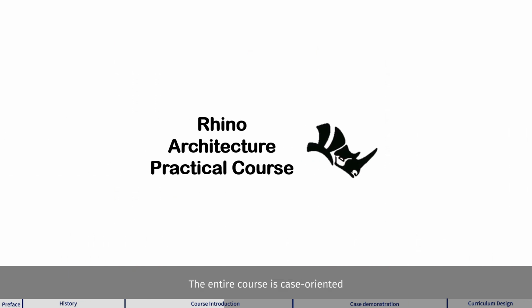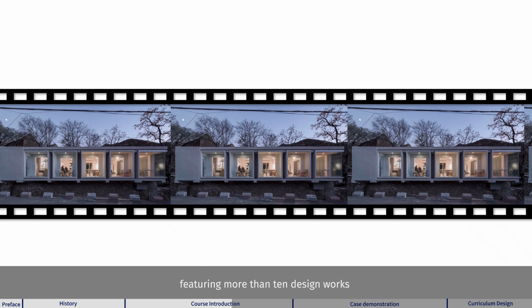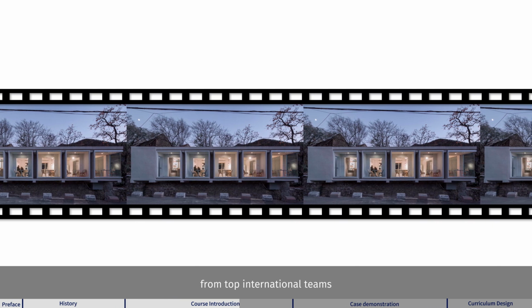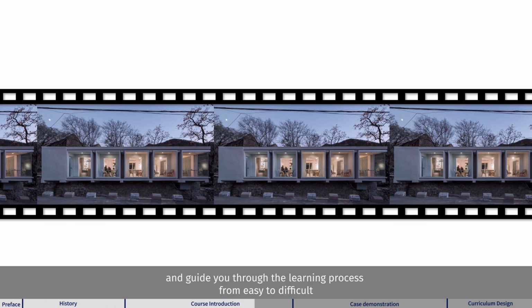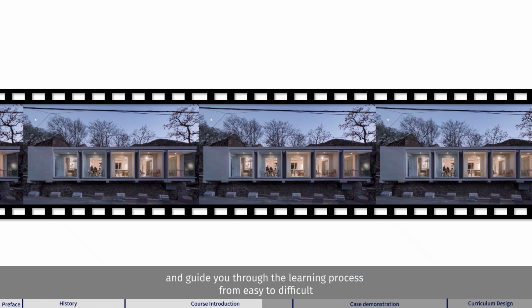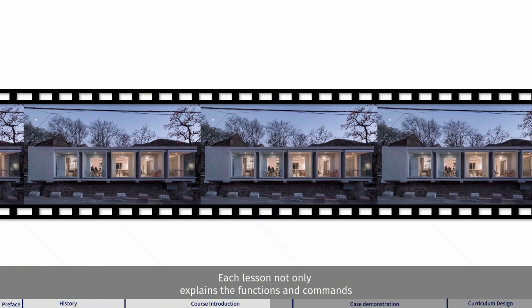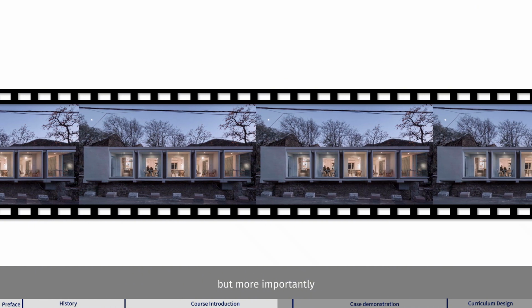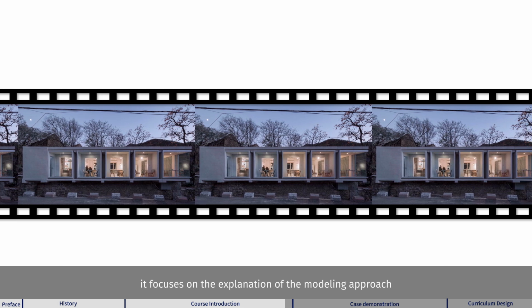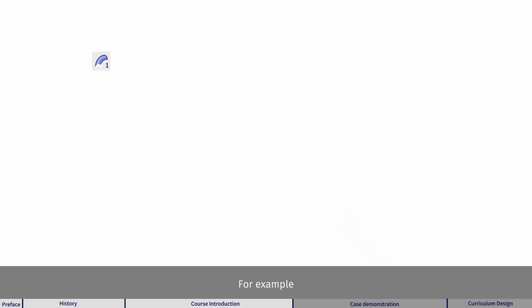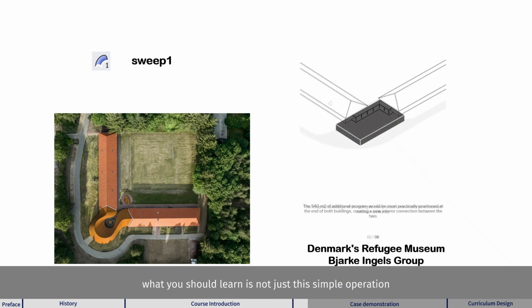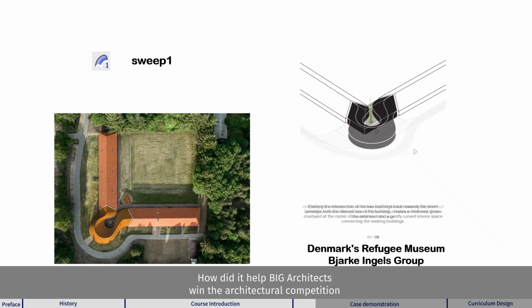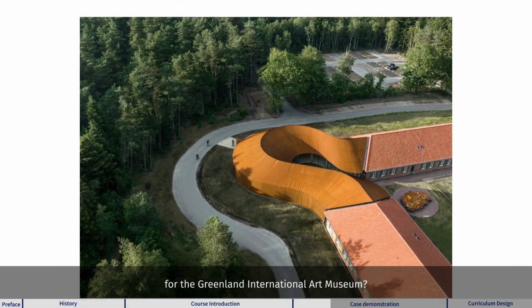The entire course is case-oriented, featuring more than 10 design works from top international teams. These examples are used to connect all the knowledge points and guide you through the learning process from easy to difficult. Each lesson not only explains the functions and commands, but more importantly, it focuses on the explanation of the modeling approach. For example, with projected curves, what you should learn is not just this simple operation, but rather, how did it help big architects win the architectural competition for the Greenland International Art Museum?